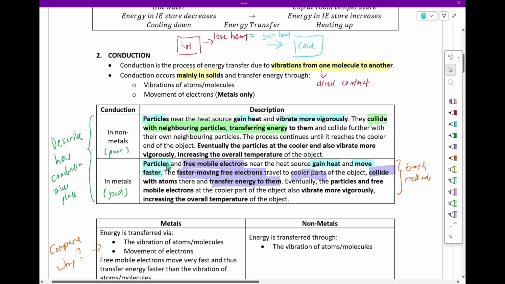Okay, but for metals itself, if you were to touch a metal cup that is blazing hot, because particles and free mobile electrons are transferring heat through collisions of particles, when you touch it, those faster and more energetic particles and free mobile electrons will come into contact with your finger, and they will transfer heat to you very fast. So as a result, you will burn your hand. So you need to be careful. A lot of this is really based on context.